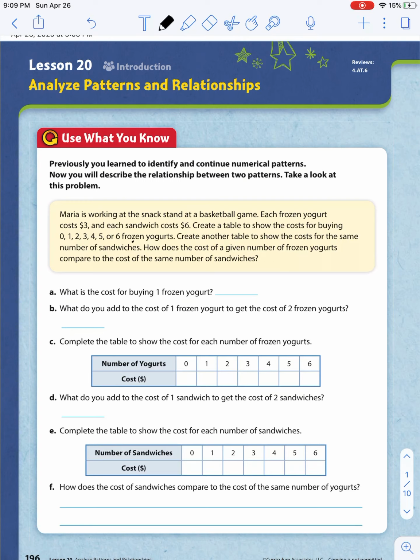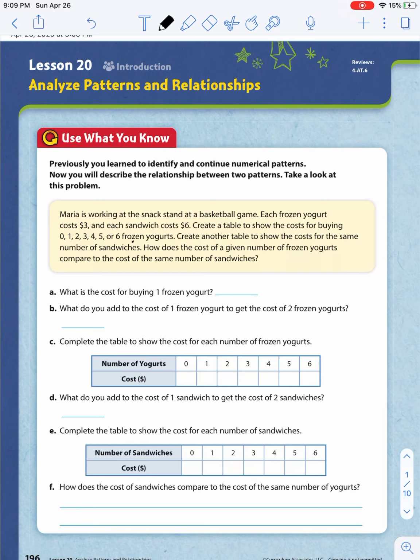She's working at a snack stand at a basketball game. Each frozen yogurt costs $3 and each sandwich costs $6. Create a table to show the cost for buying 0, 1, 2, 3, 4, 5, or 6 frozen yogurts. Create another table to show the cost for the same number of sandwiches. How does the cost of a given number of frozen yogurts compare to the cost of the same number of sandwiches? Now, this is where I would lose you.